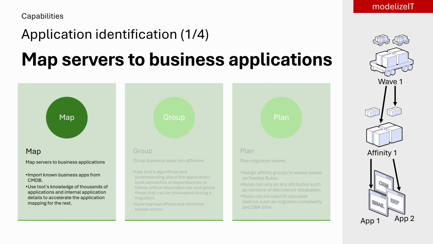We begin the application mapping stage by importing the business applications that are already known from the client. This can be from a CMDB or even just from a handwritten CSV file, or flexible. This gives the team a solid starting point. From there, modelizeIT uses its knowledge of thousands of applications and their internal characteristics to help identify and map the remaining servers much faster. Instead of relying only on manual discovery and tribal knowledge, this lets teams expand application coverage more quickly and with greater confidence.